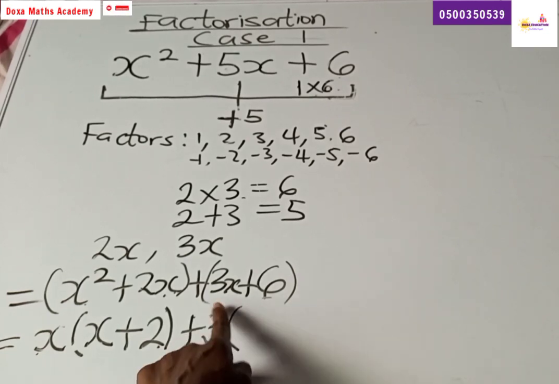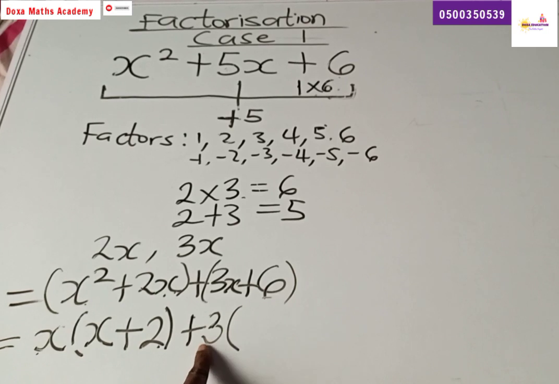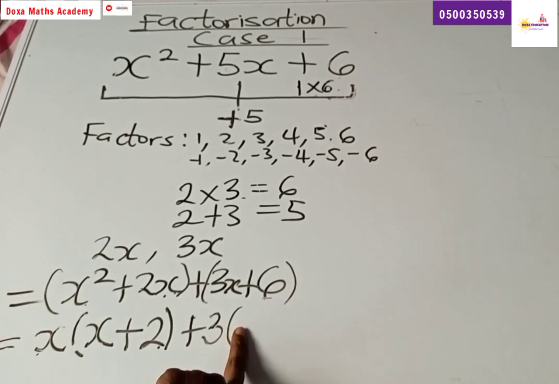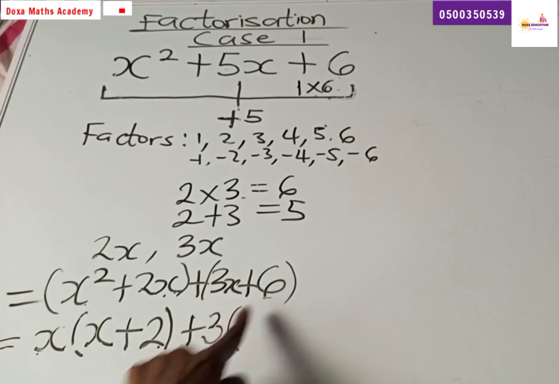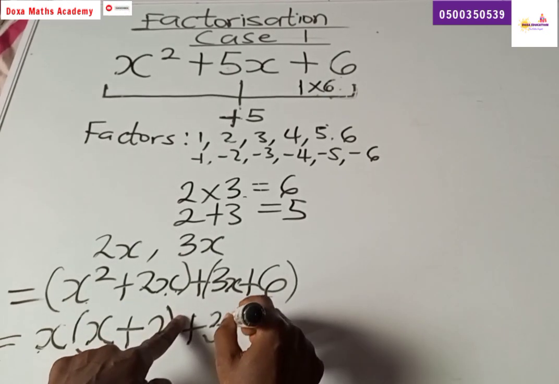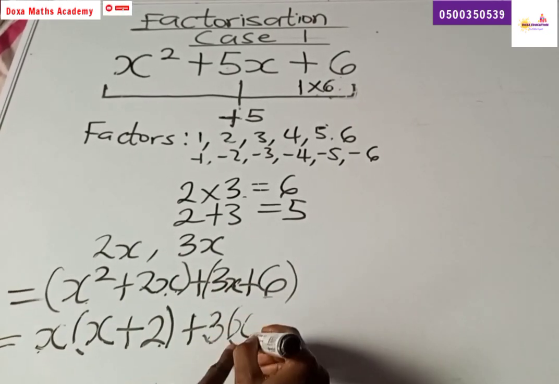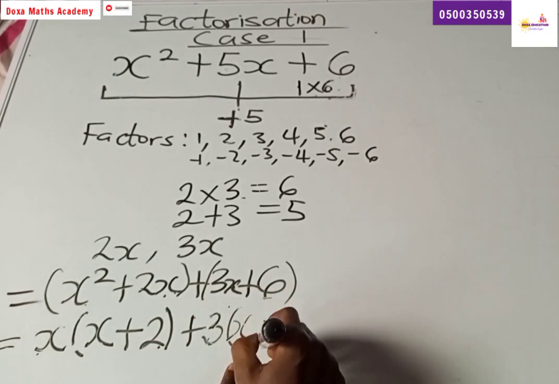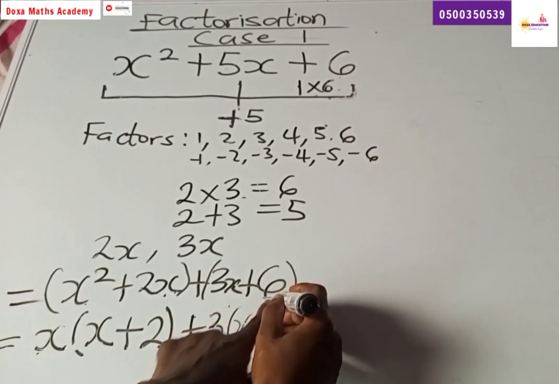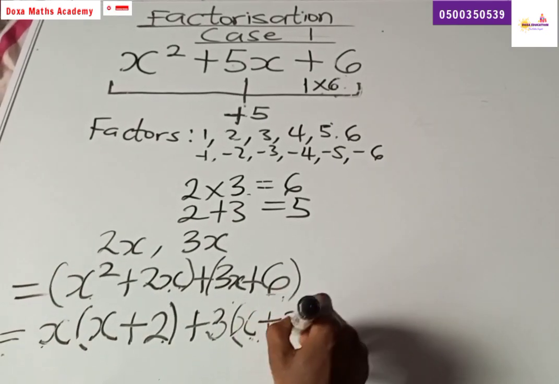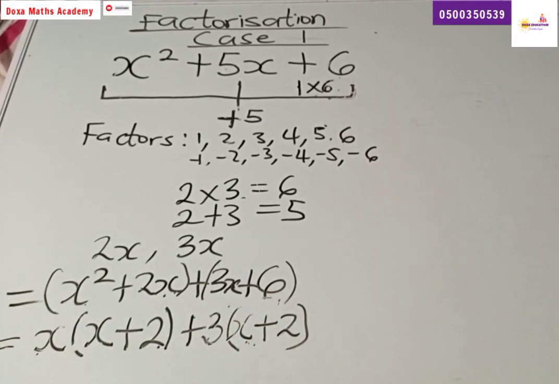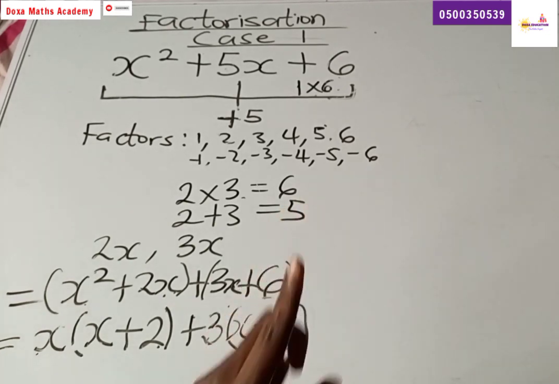Then 3 times what will give you the 3x? Remember I said, when you multiply what is outside by what is inside, it should give you back what you have in the bracket. So 3 times what will give you 3x is x. The 3 is here, it is left with x. So 3 times x is 3x. Then 3 times what will give you 6 is positive 2. So plus 2. Now note that always when you finish factorizing like this, the expression in the bracket should be the same. What you have here should be the same as what is in the bracket here. So you see x plus 2 is the same as x plus 2 here. So we are on course.